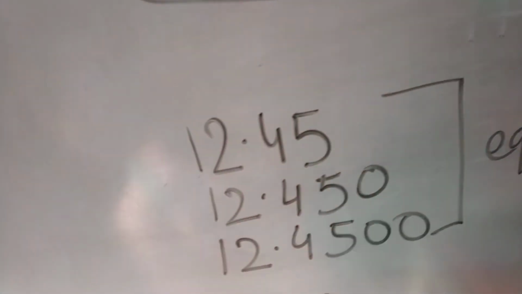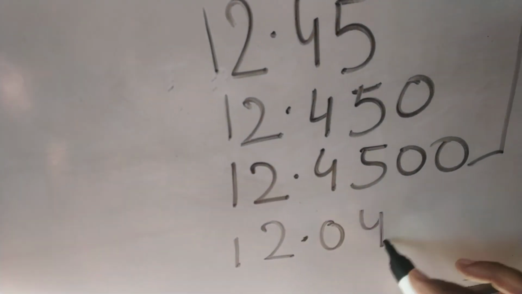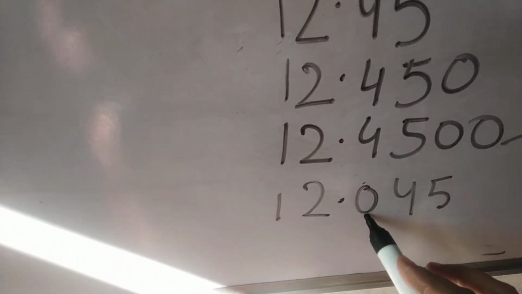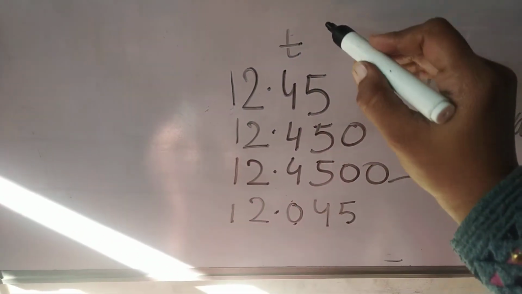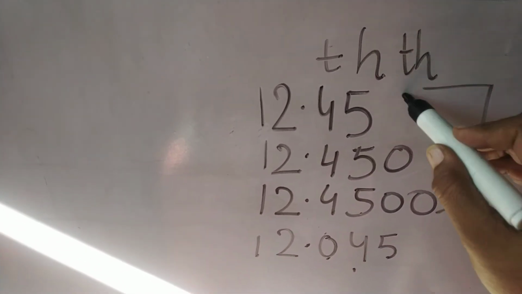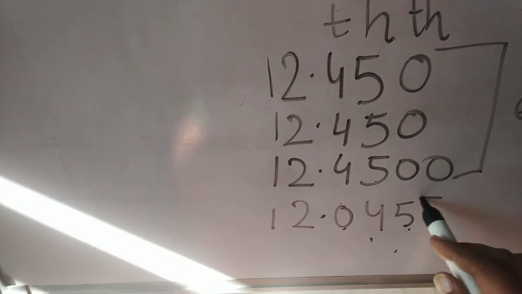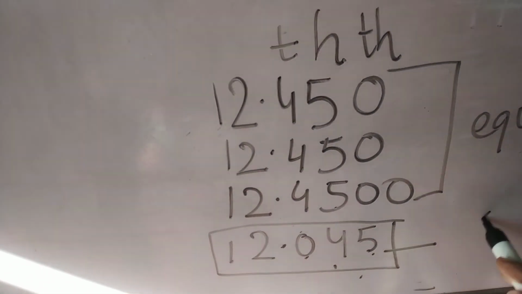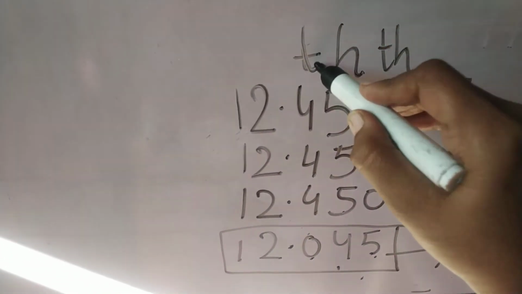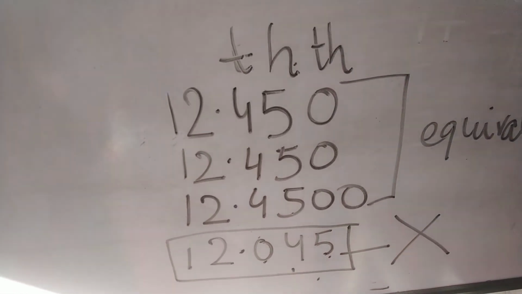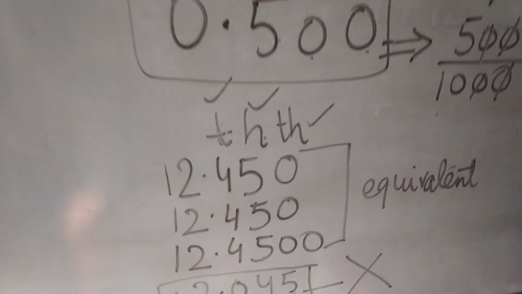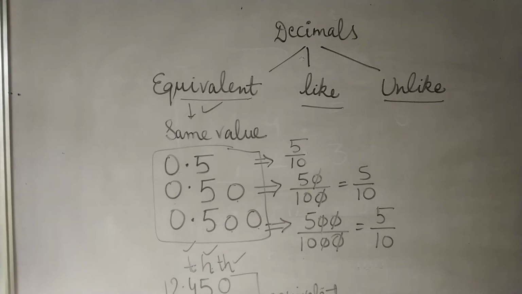But if I say 12.045, then you can see at the tens place, the value of 4 has been replaced by 0 over here. And at the hundreds place, the value of 5 is replaced by 4. And at the thousands place, the value of 0 is replaced by 5 over here. That means 12.045 is not equivalent. So the places of the decimals, the tens, hundreds and thousands place and so on, should not be changed. Their values should be the same. Then they will be considered as equivalent decimals.